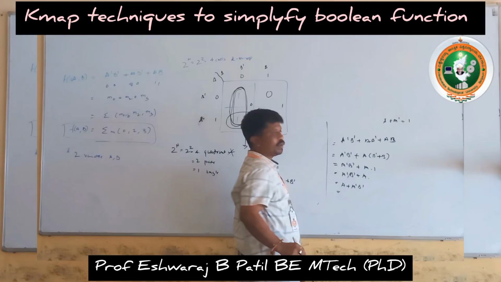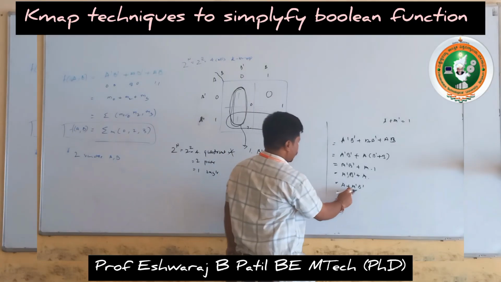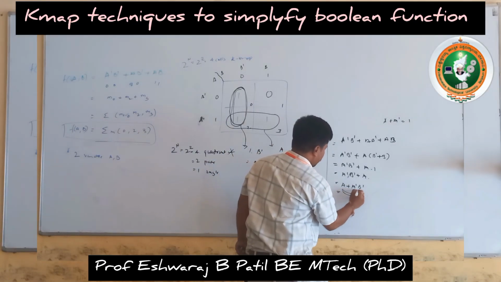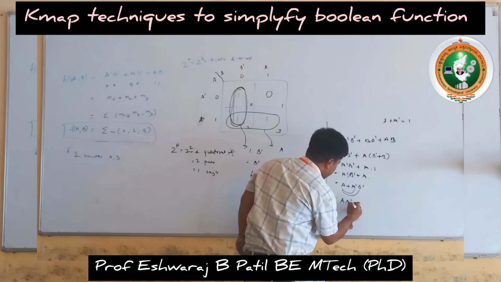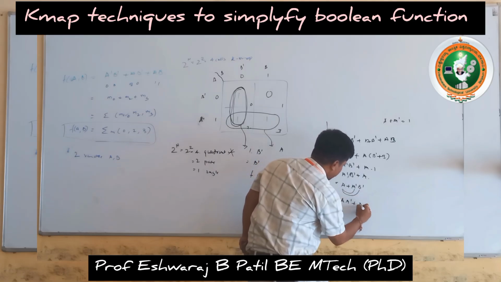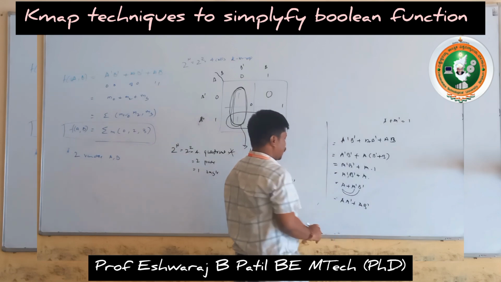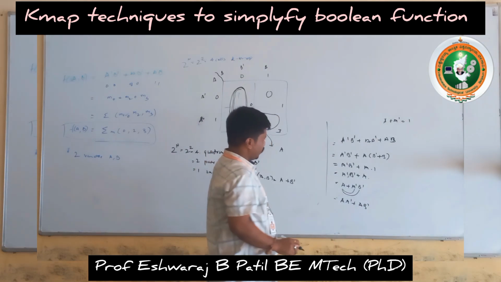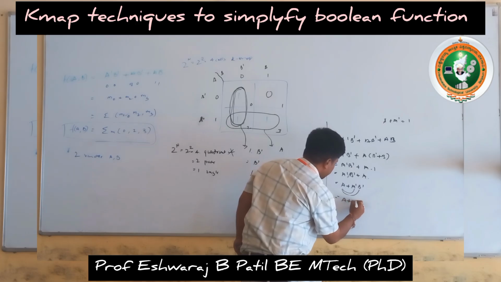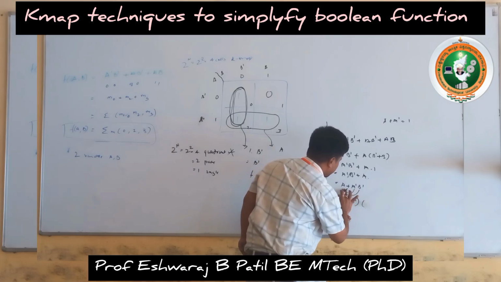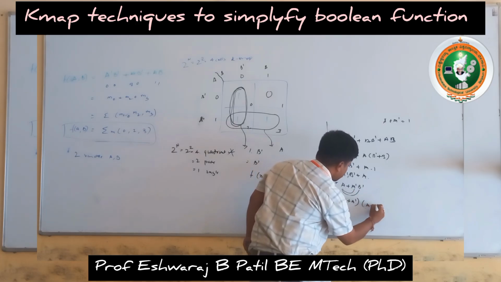Okay, apply the distributive law here. Then multiply these two. I can also write this as a dot a dash plus a b dash. Okay, yes or no? Sorry, a plus a dash, then a plus b dash.